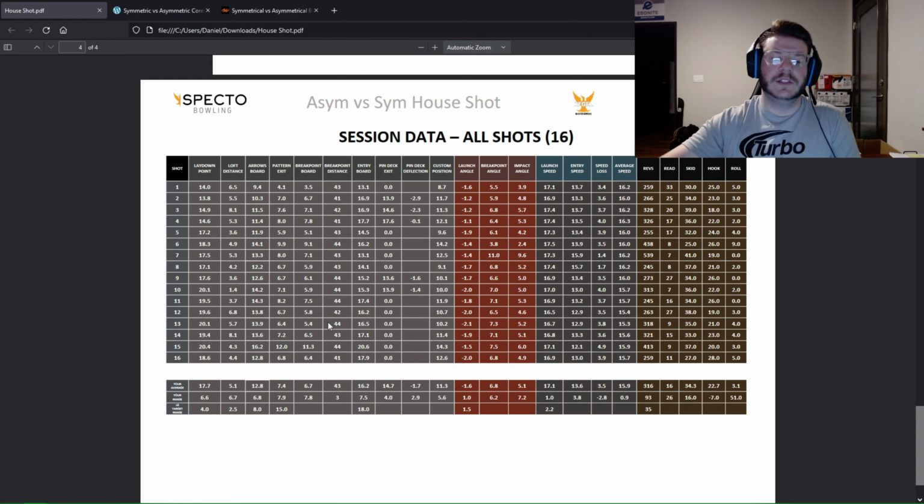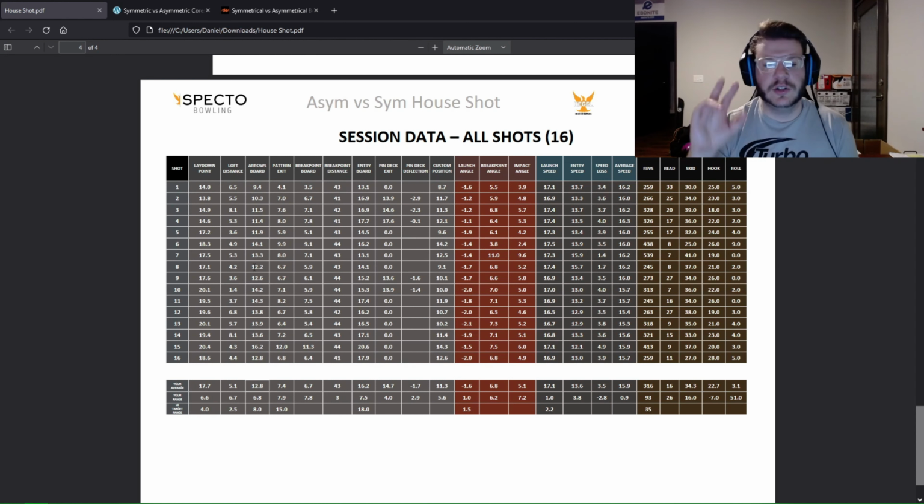And then also you can see that at 44 feet, and then 16.5 was where the Idle Cosmos entered the pocket, whereas 16.2 was where the Reality entered the pocket. And you got to remember that the Reality was just a sliver of a board to the left already when it exited the pattern, because it exited at 5.8 and the Idle Cosmos exited at 5.4, and yet still the Reality finished to the right of where the Idle Cosmos finished. That's quite interesting. But let's see if we can show this with another similar shot.